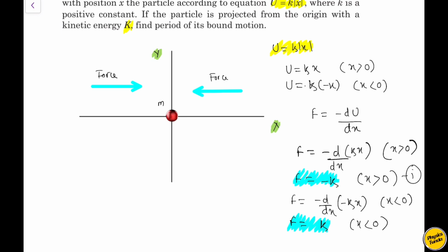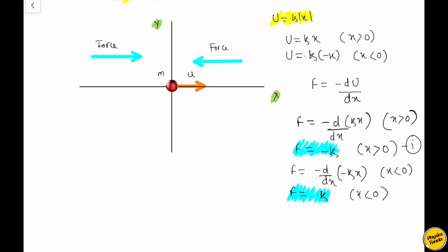Now it's being said in the question that this particle is projected with kinetic energy k. So that means this particle is initially projected with some velocity, right? Let's say it is projected with some initial velocity u. So I can easily find the u value because my kinetic energy k is given by half m u square. So my u value is square root of 2 times k upon m. Okay, I got this initial velocity.